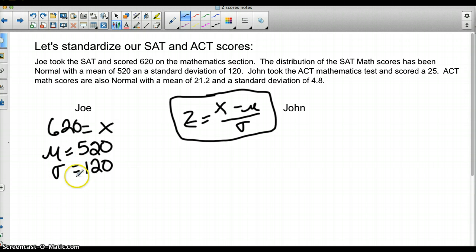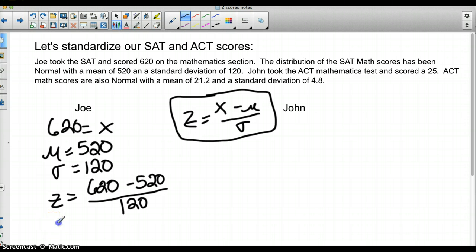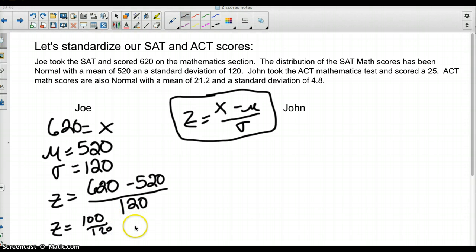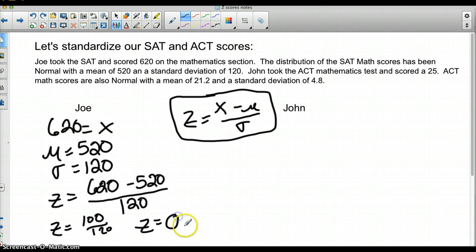So we know x, we don't know z, so z equals x, which we know is 620, minus 520 over 120. Do your simplification, so 620 minus 520 is 100 over 120. Now use the calculator and actually do the division of 100 divided by 120. And you're going to want to start rounding to the nearest hundredths place, so 2 decimals. So our z would equal 0.83 for Joe.